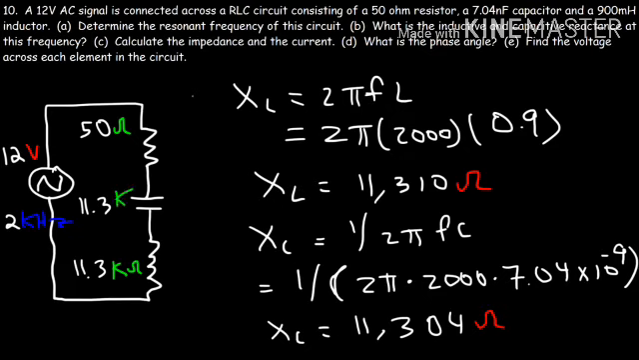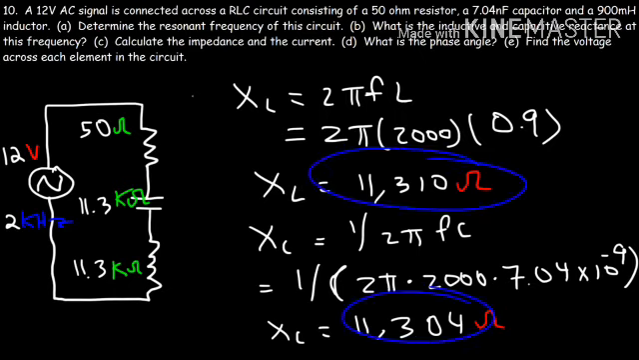So as you can see, these two are very close. If the circuit is perfect at the resonant frequency, the capacitive reactance should equal the inductive reactance. Now in this example, we have some rounding errors, but it's close enough. We can work with that.